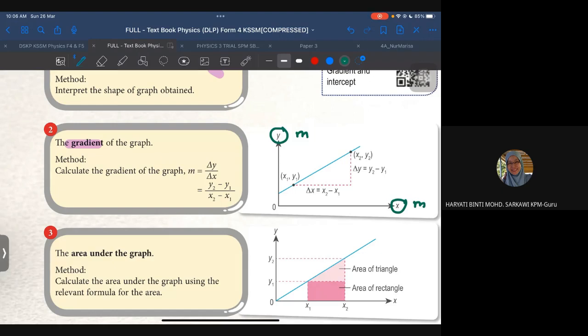Example, let's say the vertical axis is Newton, horizontal axis is second. So what is the unit for the gradient? Faster, faster. What will be the unit for the gradient? If the vertical axis is force, Newton, and the horizontal axis is time, second.